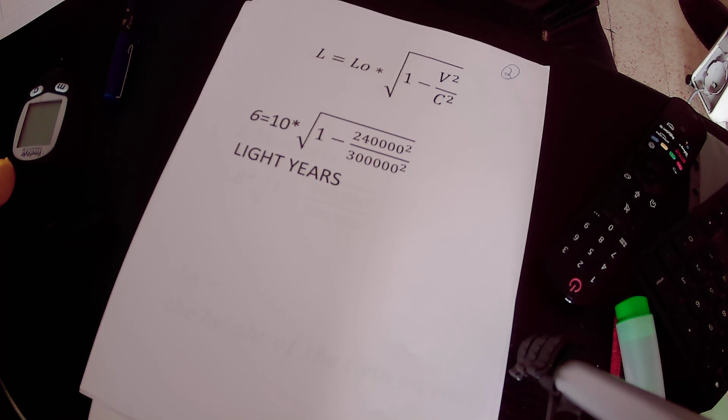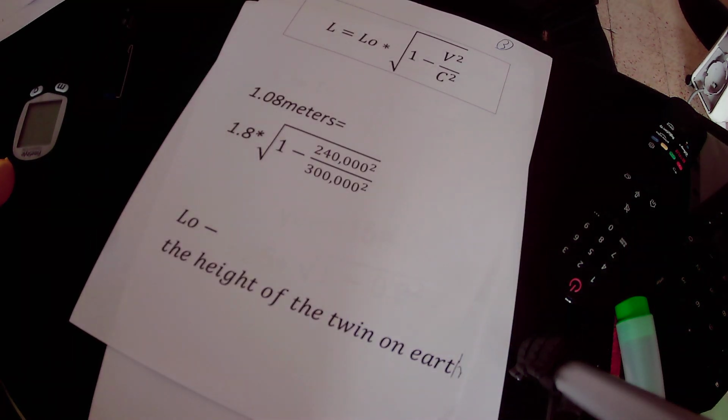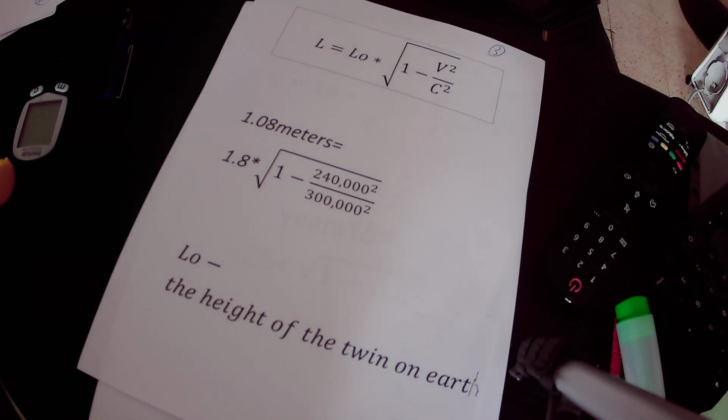But in addition to that, the height of the man in the spaceship also shrinks. And if on Earth his height is 1.8 meters, then from the point of view of the twin brother who remains on Earth, the height of the twin brother in the spacecraft shrinks to only 1.08 meters.